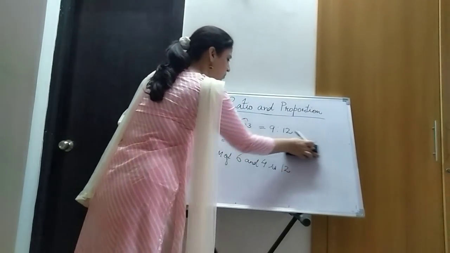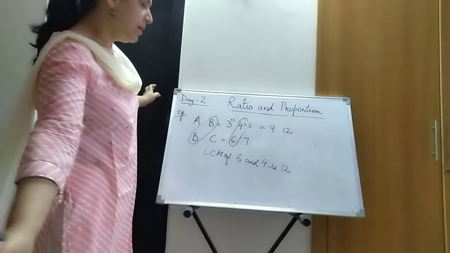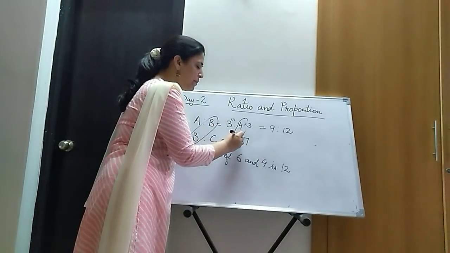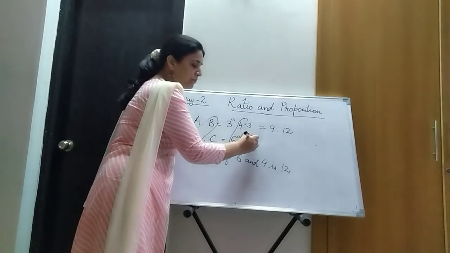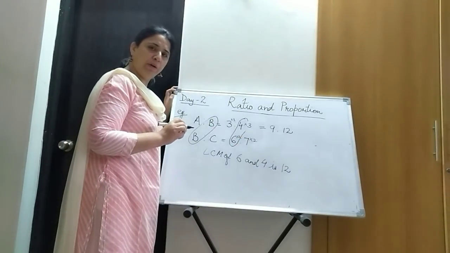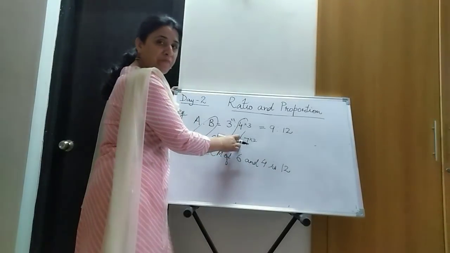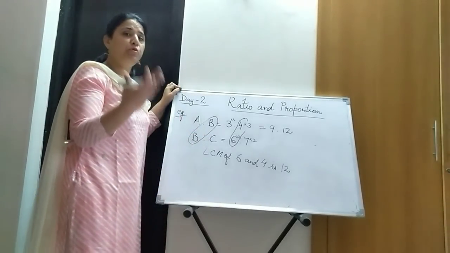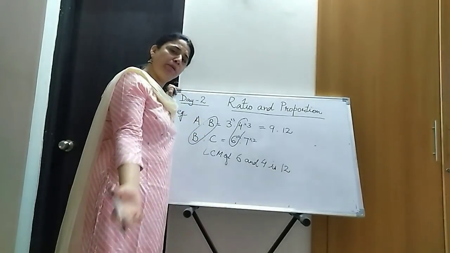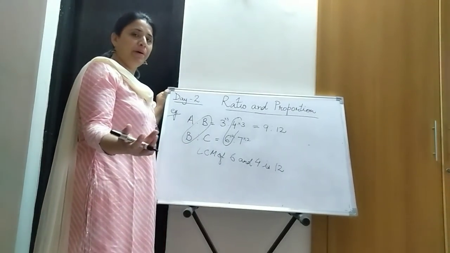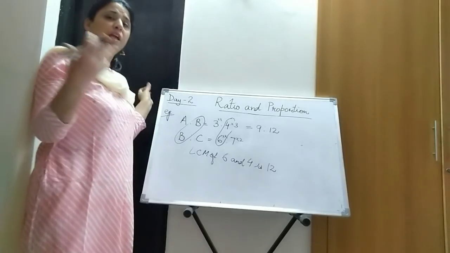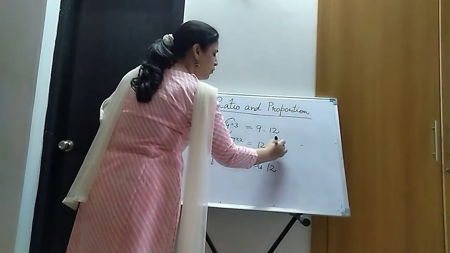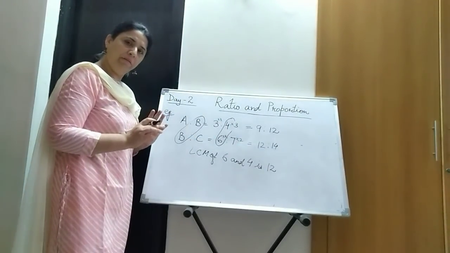What are we going to do here? 6 is to 7. Now 6 has to be converted to 12, so we have to multiply by 2. It becomes 12. The 7 also has to be multiplied by 2 because we are multiplying one term of the ratio by a number. Like in fractions, whatever you do to the numerator, you have to do to the denominator also, so that the value doesn't change. We get an equivalent fraction. Now this becomes 12 is to 14. Clear?